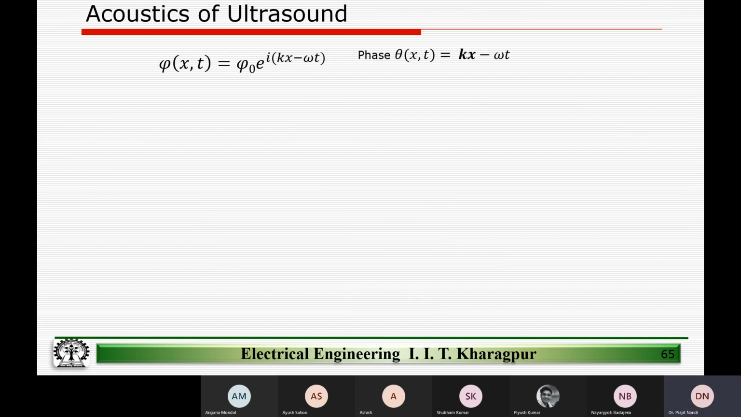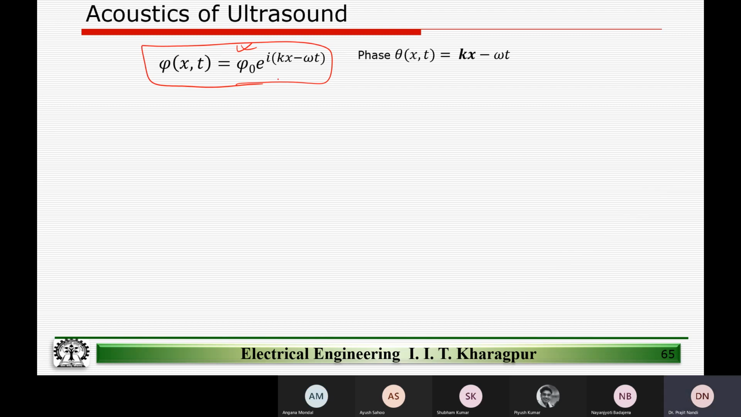We derived that the displacement is a function of x and time, and we saw it was like a sine wave. The moment we talk of sine waves, we can relate that in the complex plane. So phi of x, t can be represented in this form as a complex wave. It is a more generic way of representing the sine wave in a complex form.